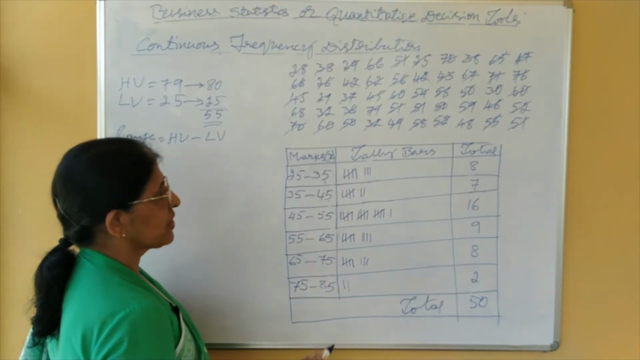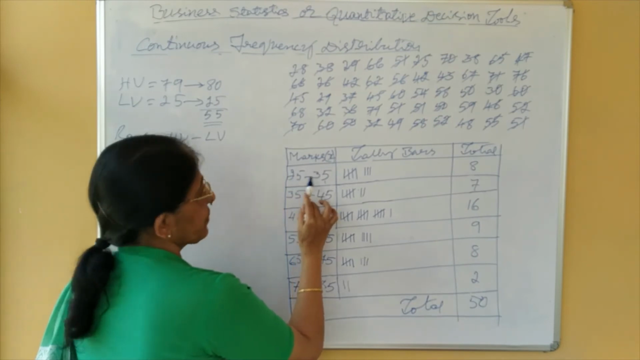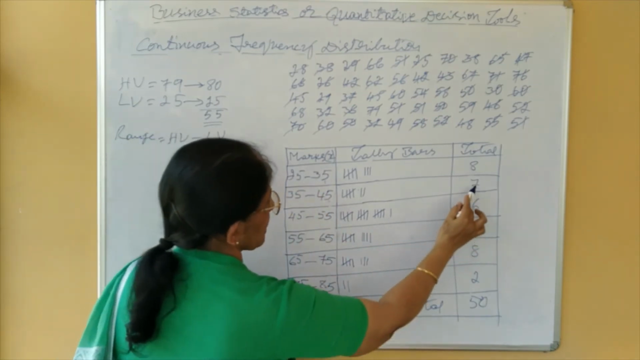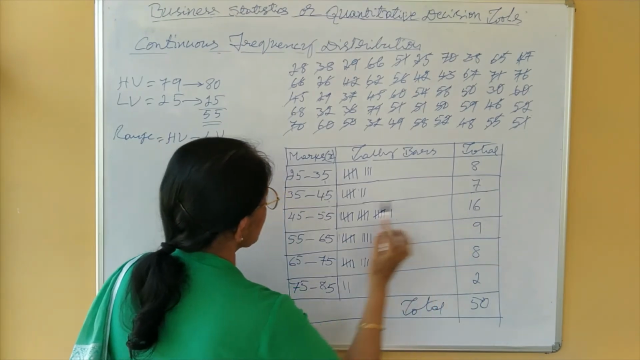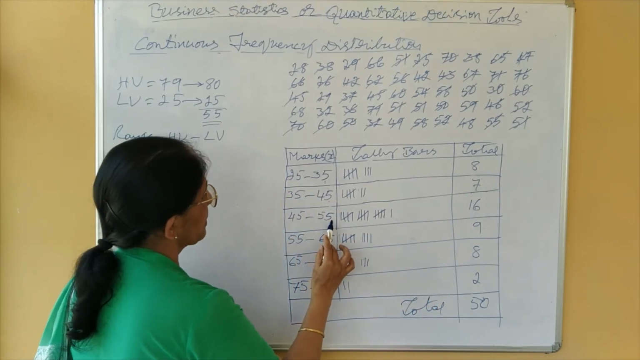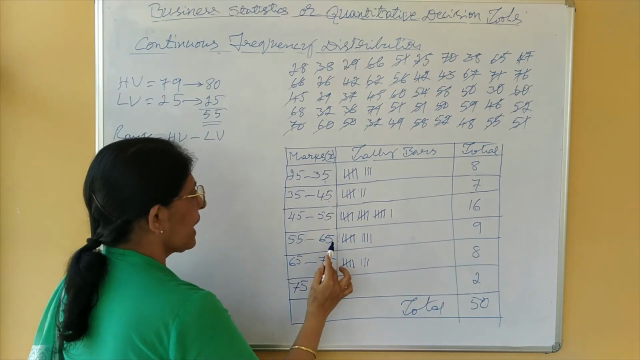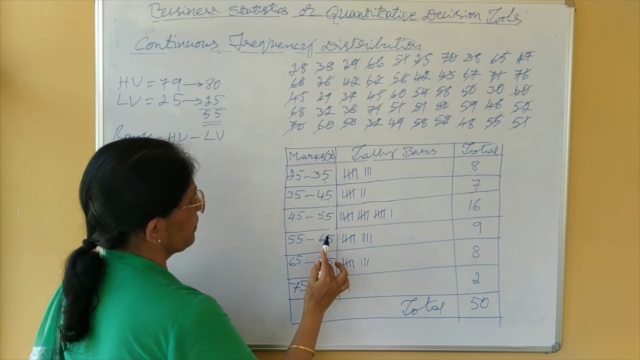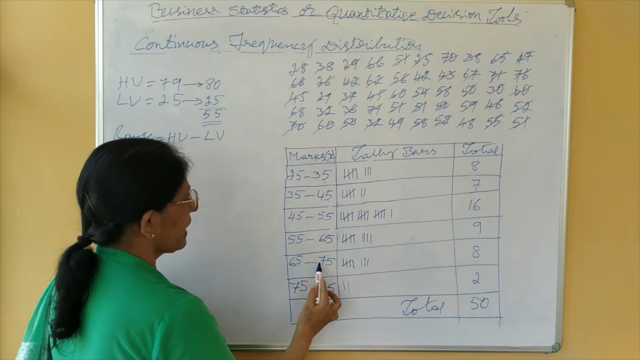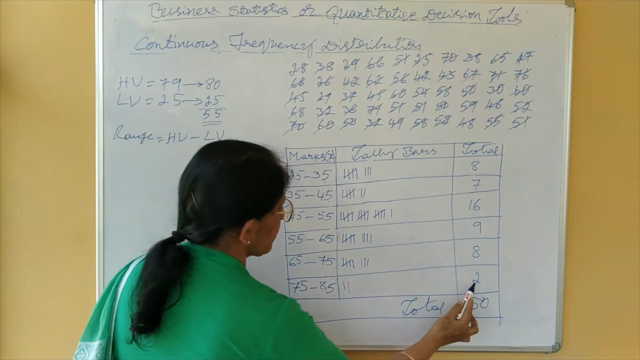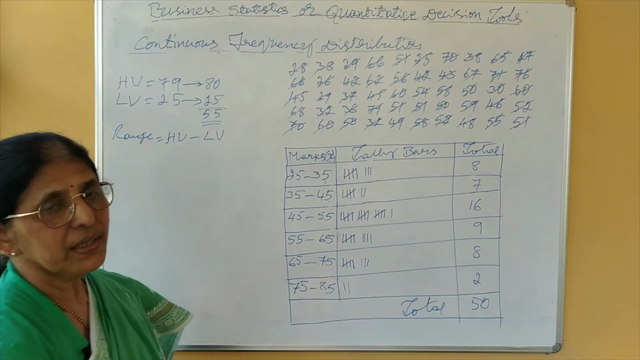Now it denotes 8 students have scored 25 and above but below 35 marks. 7 students have scored 35 and above but below 45 marks. 16 students have scored 45 and above but below 55. 9 students have scored 55 and above but below 65 marks. 8 students have scored 65 and above but below 75 marks. 2 students have scored 75 and above but below 85 marks.